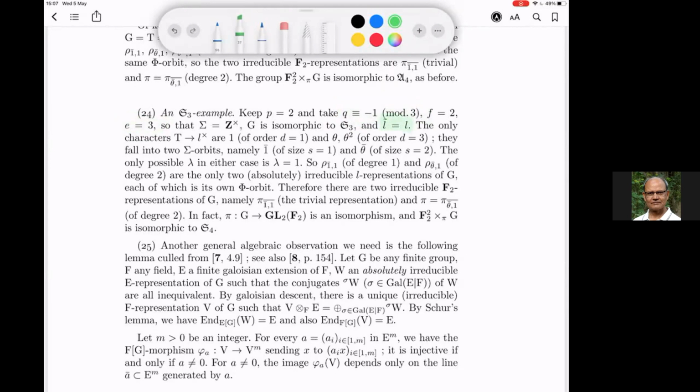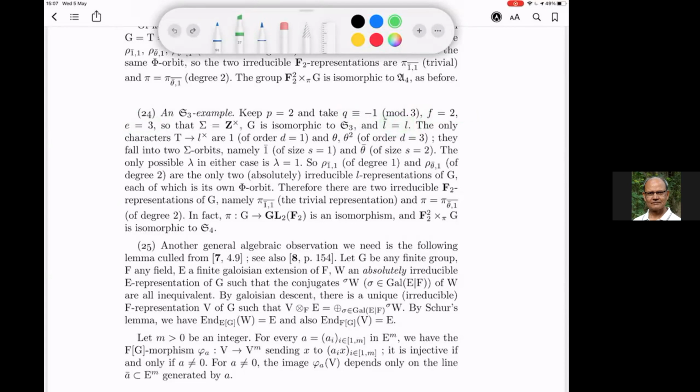So L tilde was obtained from L by adjoining a certain primitive F primeth root of unity. And you can see whatever F prime was, that root of unity is already contained in your K, in your L. So this extension L tilde is the same as L.